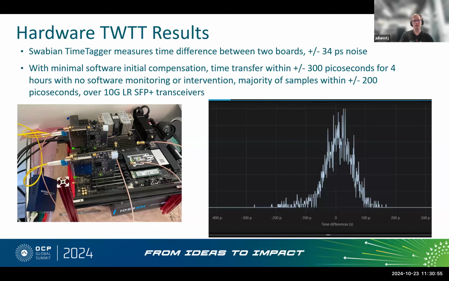So looking at the hardware implementation, this is a picture of my home setup. I have 2 of the same board going over a 10 gig LR transceiver to each other. This picture I think I took after I tore everything down, but I had a Swabian time tagger next to both boards measuring the top SMA out of both boards as a 1 PPS output. And after doing that round trip compensation, I stopped running any software and left it for quite a few hours. And I was able to measure the graph on the right, which is the time transfer time error between the 2 boards without any cable delay compensation.